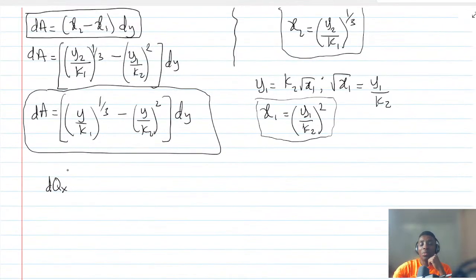So now the first moment of area about the x-axis is actually y dA, and then the first moment of area about the y-axis is x dA.